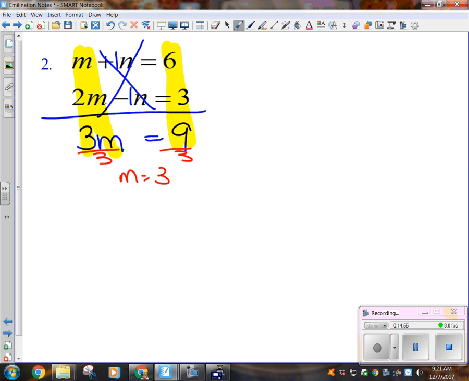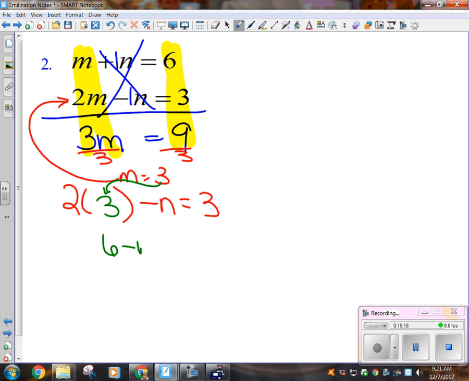How do I get my second answer? Substitute back into either one. Which one do you want to go in? You want to go into the second. All right, it's fine with me. You can go to either one. Okay, 2 times m, remember I'm going to substitute in, m minus n equals 3. So the answer that goes in here is 3. What's 2 times 3? 2 times 3 is 6 minus n.